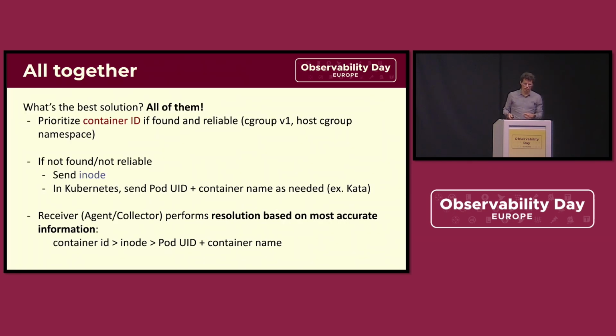In the end, what did we actually implement? Well, we didn't only implement that, we kept all these solutions. If we are able to find a container ID, we send it. If not, then we send the inode. In Kubernetes, we still send the pod UID and the container name in some cases. It's typically useful for runtimes that are based on VMs, in which case this inode approach cannot work because they don't share the same kernel. And then it's on the receiver side that we perform the resolution based on the most accurate information we get.